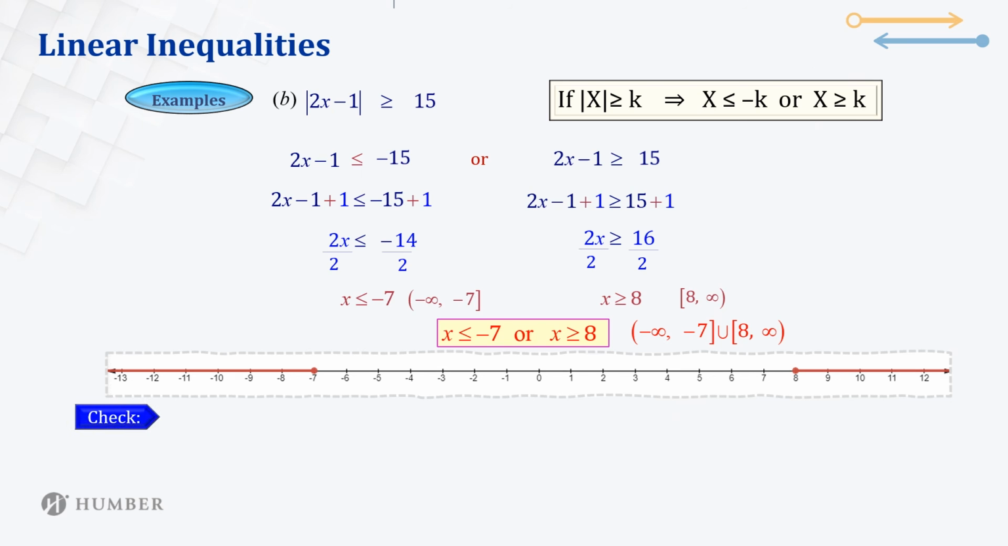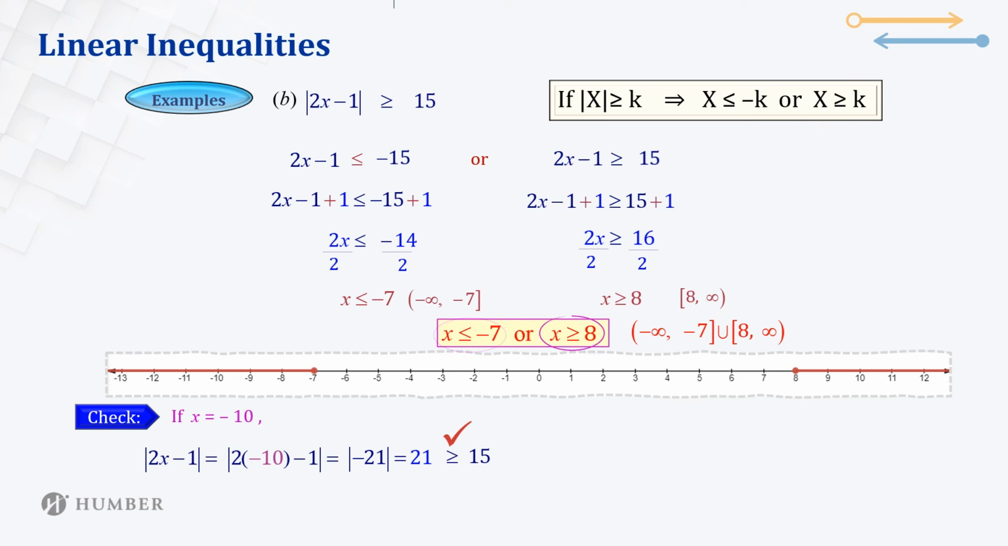Again, let's check to see if our solution is correct or not, just in case. Pick a value less than or equal to negative 7. Say x equal to negative 10. Substitute x equal negative 10 into the left-hand side of the inequality, and we get 21, which is indeed greater than 15.